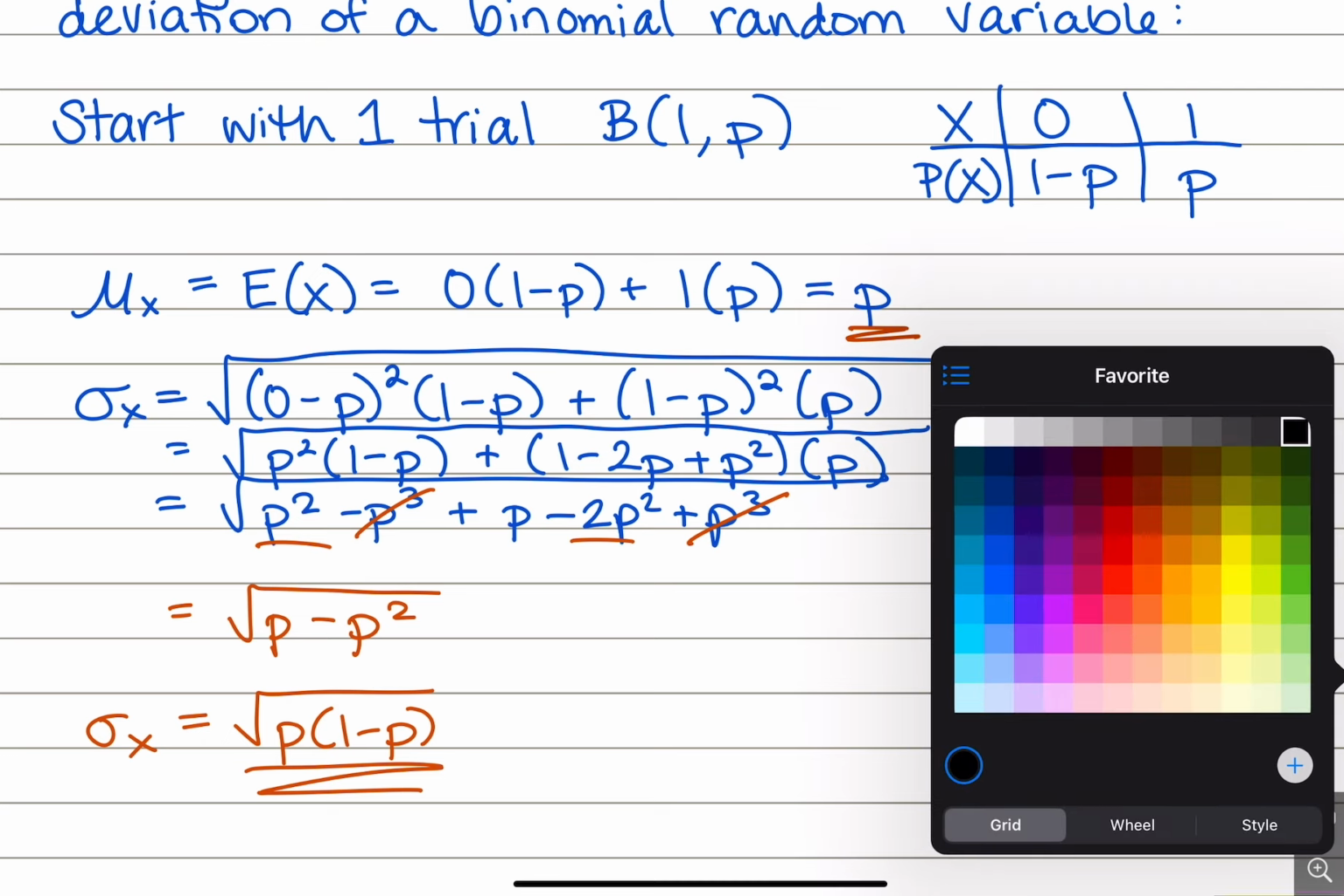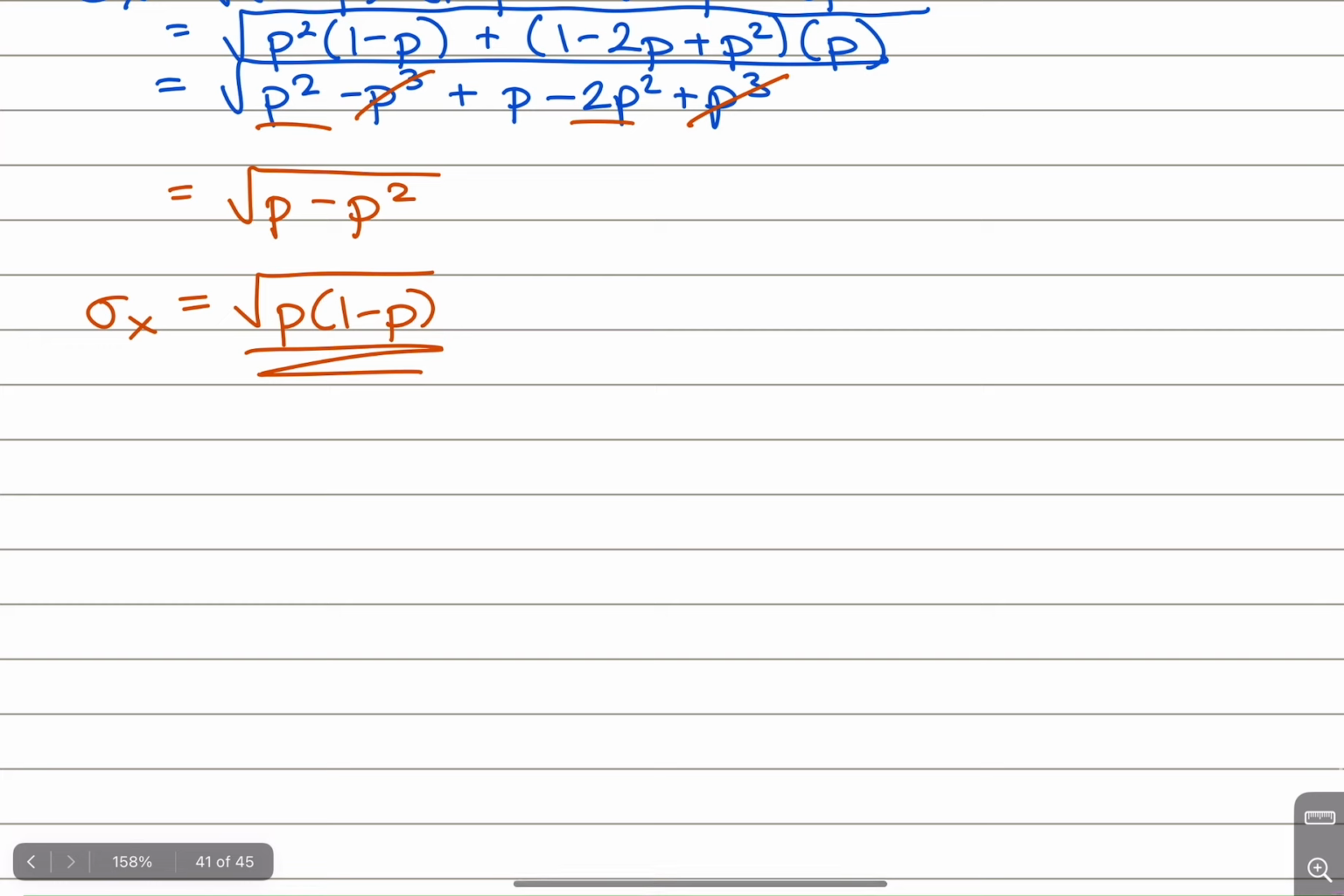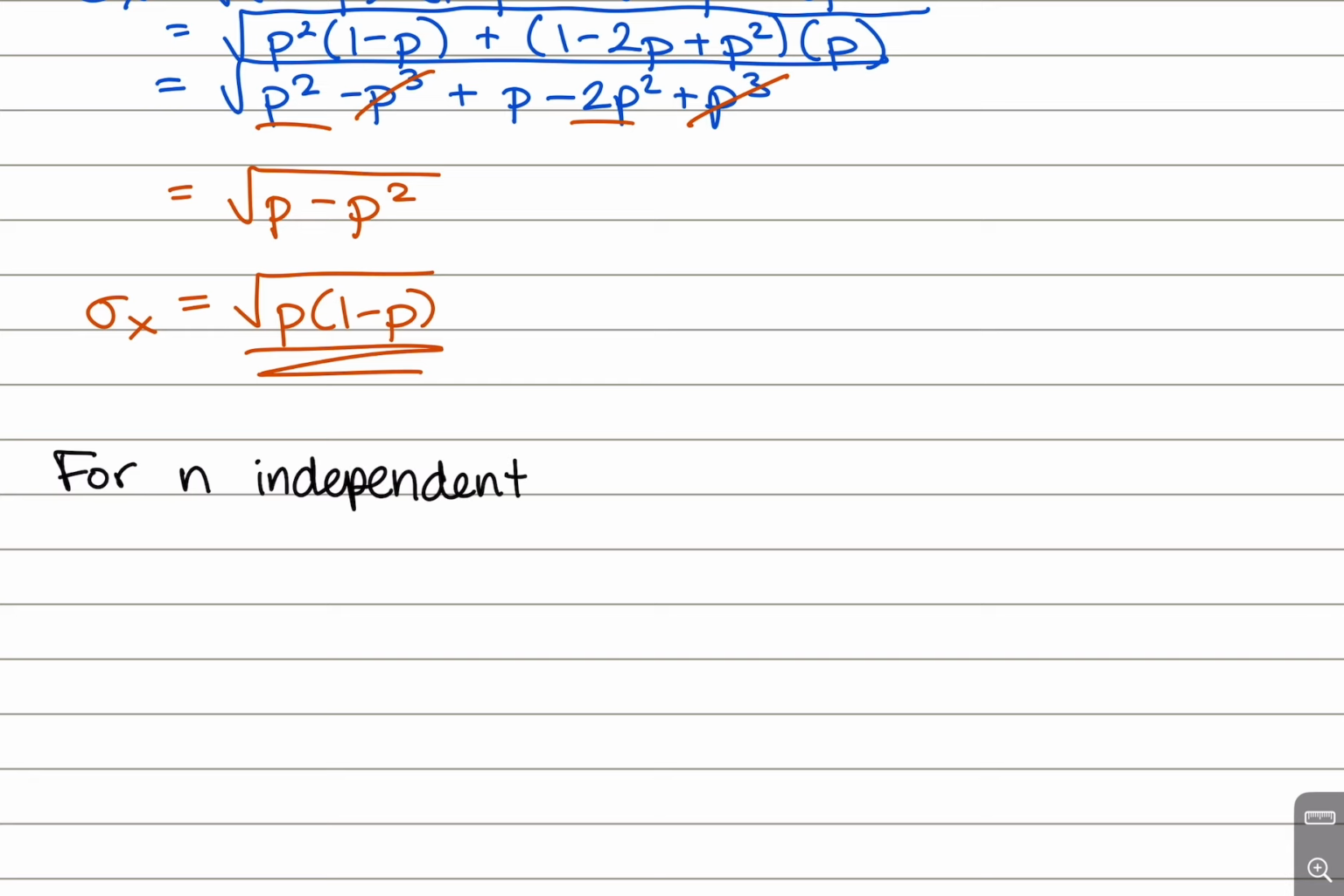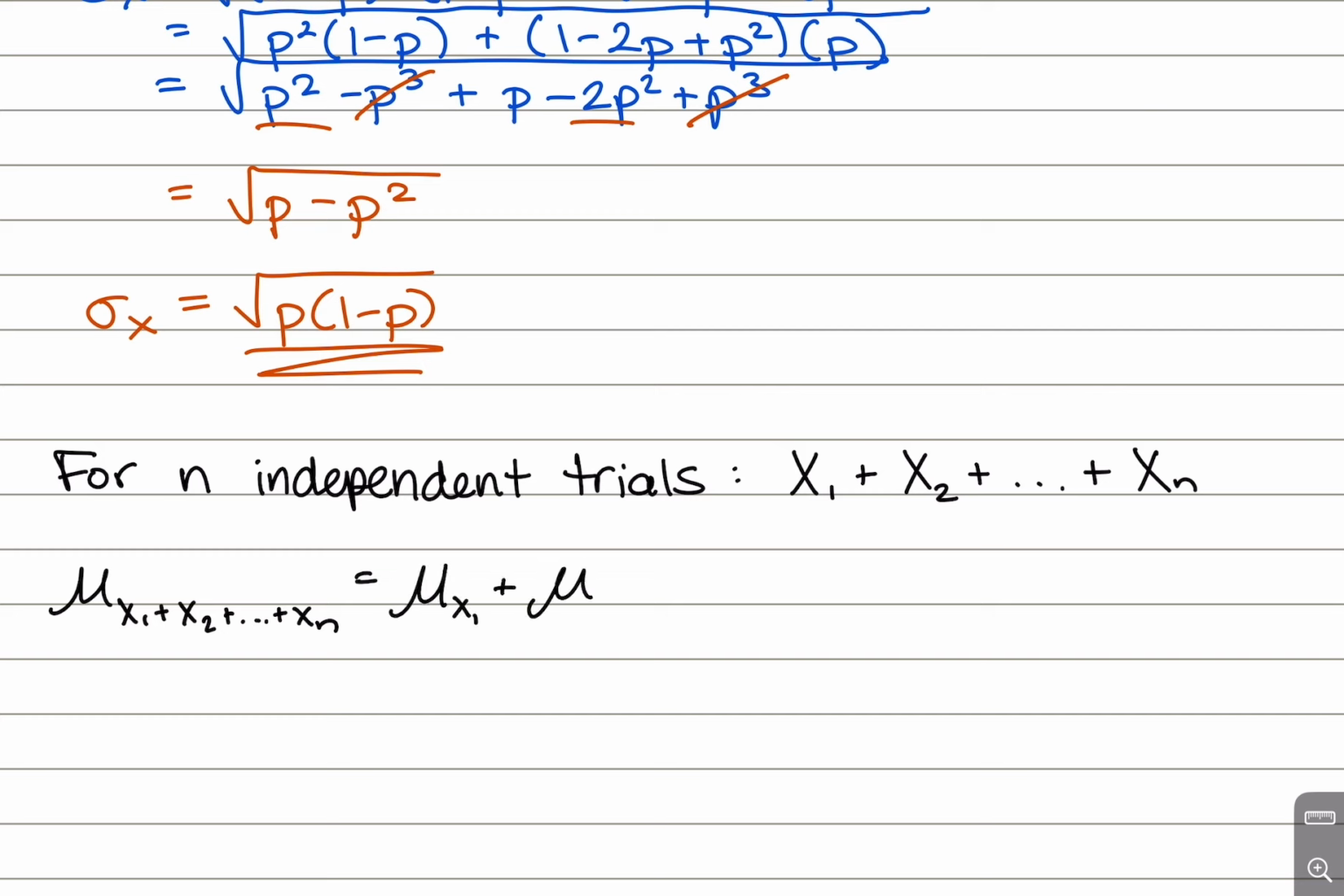But now we know we have n trials. And we know that those n trials are independent. So we're adding x, or really n different x's. And we said if we're going to do the mean of x1 plus x2 plus etc. up to xn, we're going to take each of those individual means and add those up.